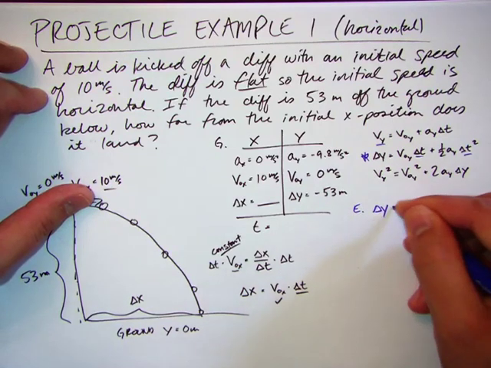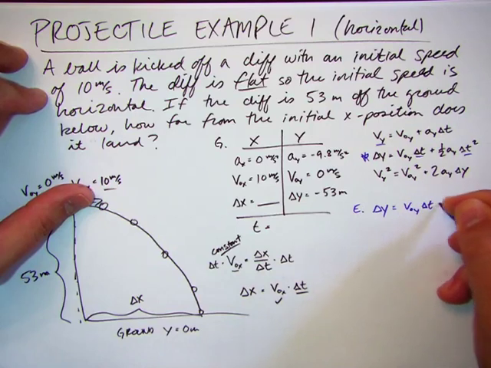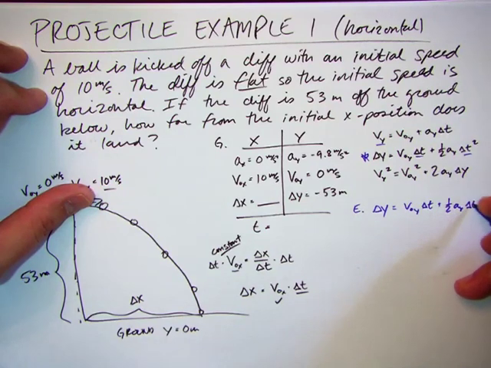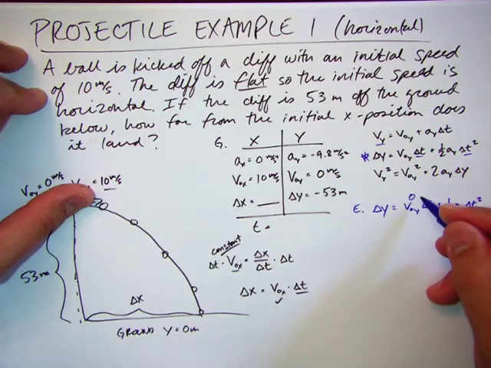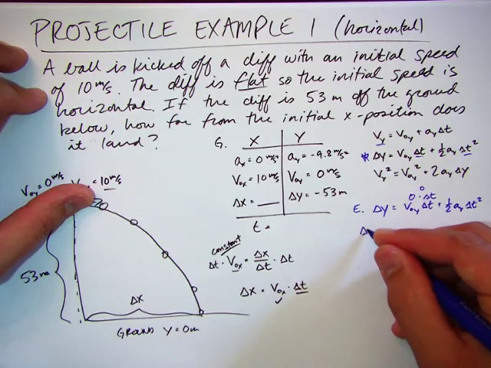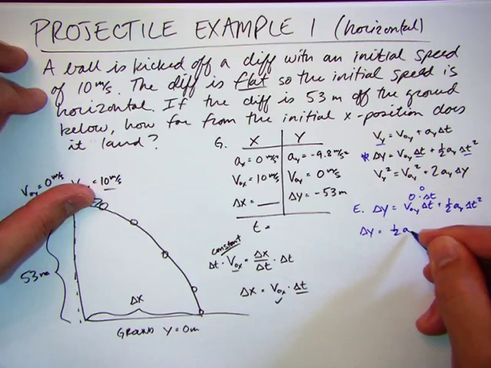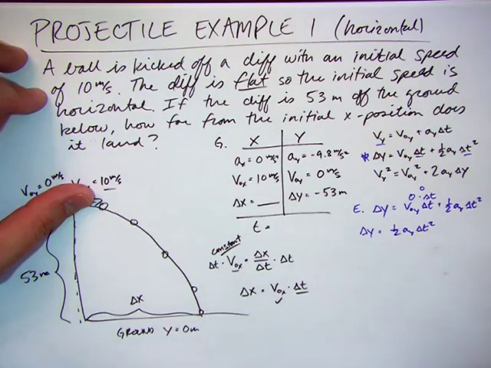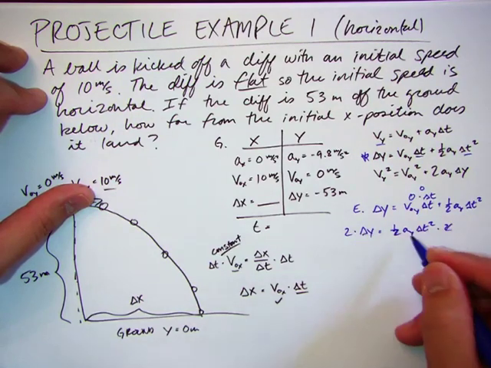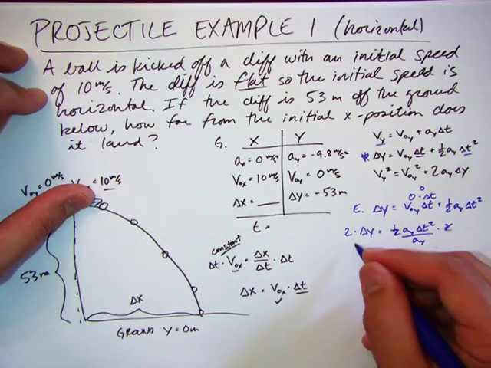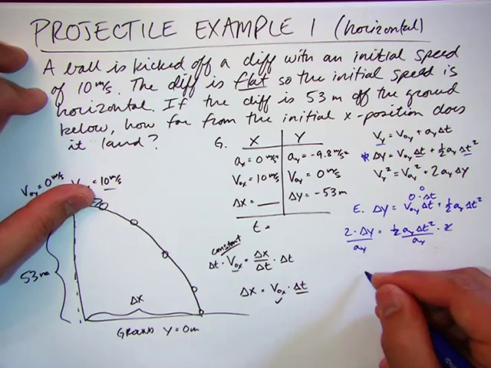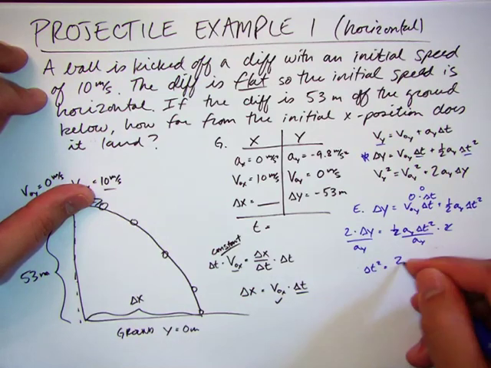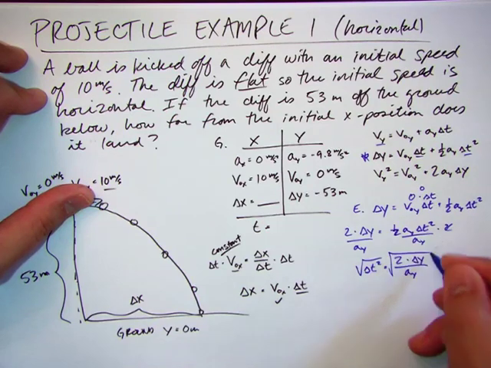So projectiles are typically always two-step, minimum two-step problems. So delta y is v naught y delta t plus 1/2 ay delta t squared. Well, I know this is 0, so 0 times any time will always be 0. So delta y is 1/2 ay delta t squared. So I'm solving for delta t, so let's multiply both sides by 2 to get rid of the half. And then I'm going to divide by ay. So I get delta t squared is equal to 2 delta y over ay, and we'll have to square root that.